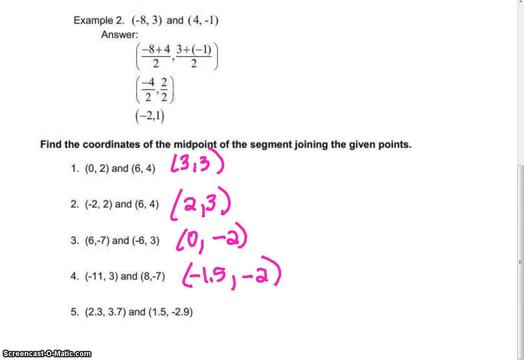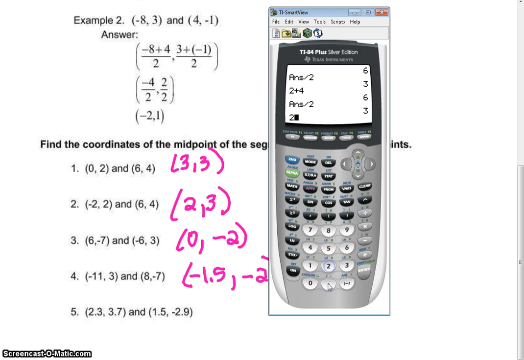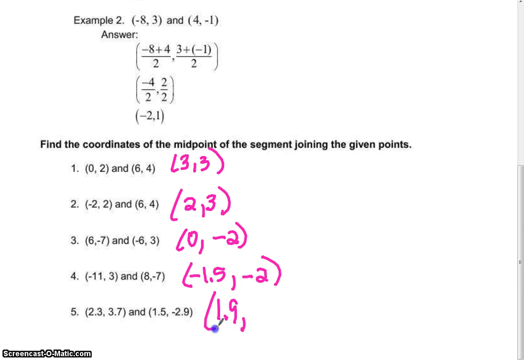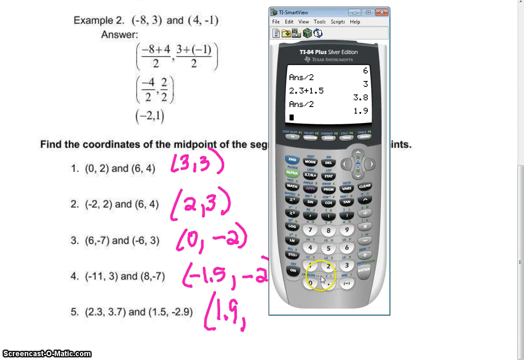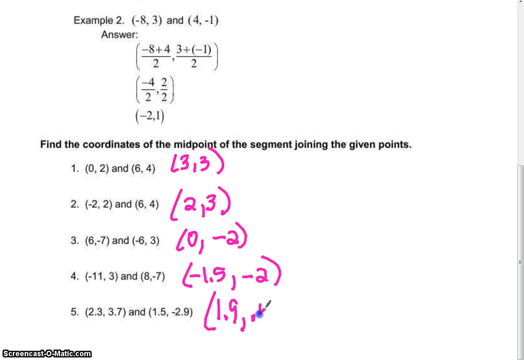2.3 plus 1.5, when you get to a decimal, you may want to go ahead and put it in your calculator. 2.3 plus 1.5, make sure you press enter before you divide by 2, and you get 1.9 for the x value. And then you're going to do this again with your y values, 3.7 plus a negative 2.9, enter, divided by 2, enter, 0.4. It's fine for it to be a decimal. Okay, midpoint is pretty straightforward, pretty simple.